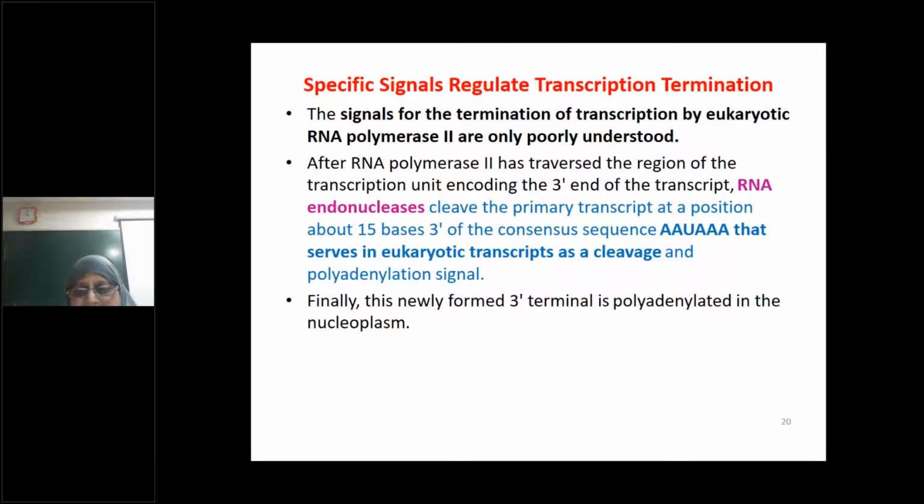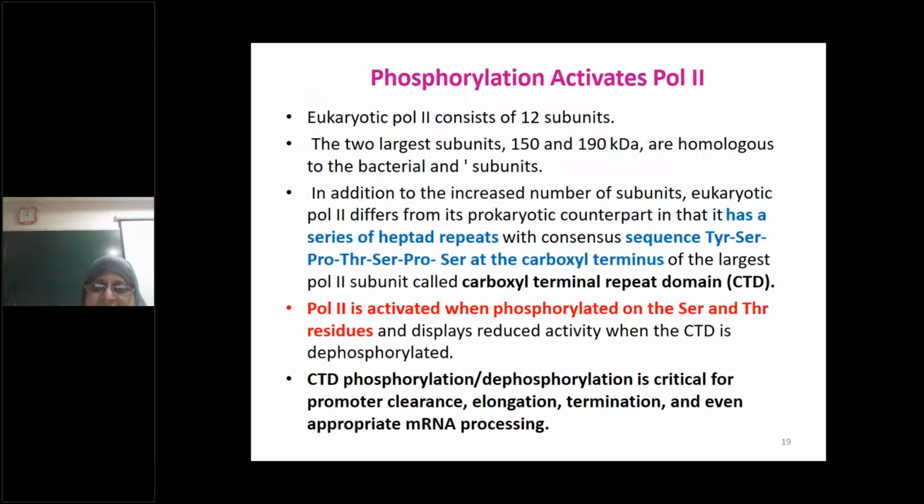So up till now, we have seen the different types of promoter elements: promoter, proximal promoter and distal promoter regulatory elements. We have seen the formation of the pre-initiation complex, and how the polymerase enzyme may be activated or inactivated. Now, once the pre-initiation complex is formed, synthesis of the RNA will take place similar to what we have seen in the prokaryotes.